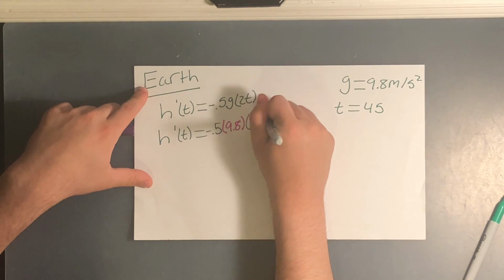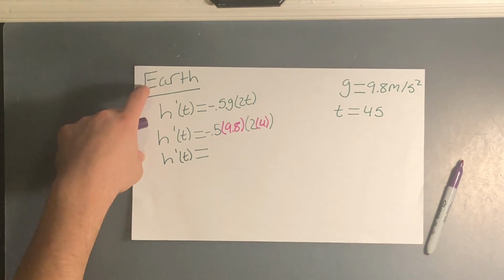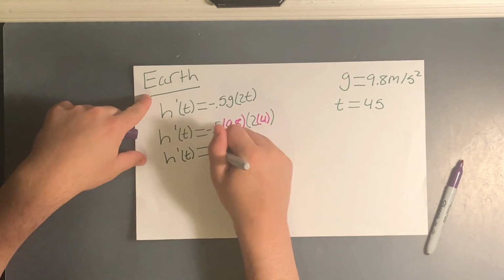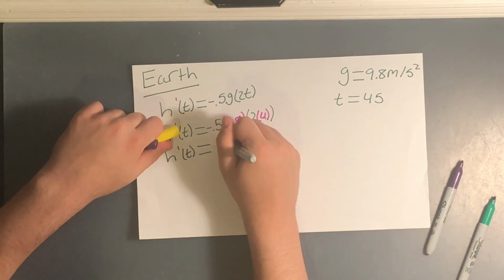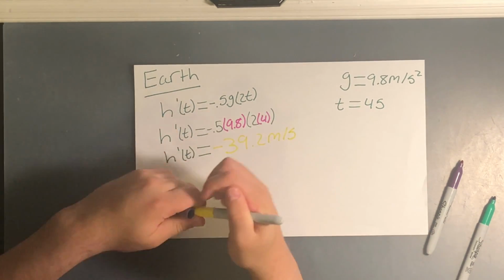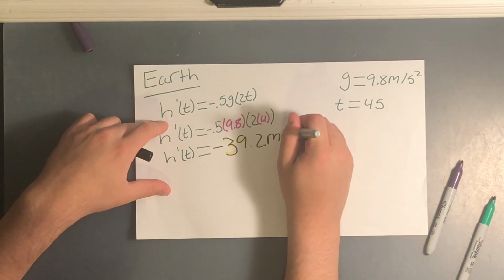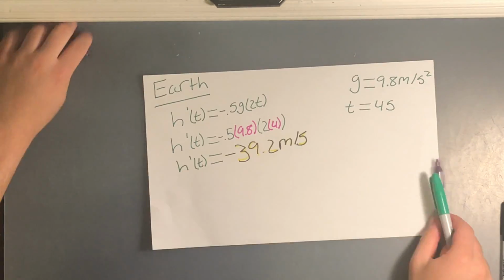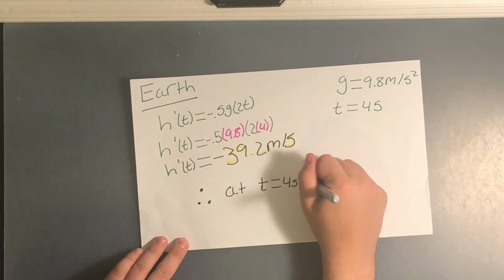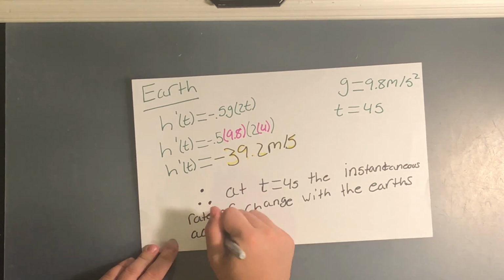I'll do that in a different color so you guys can see what numbers I'm actually plugging in. So when you do this, attempt it on your own for the other planets, you know exactly what to do. Now you just solve. So you plug it all into your calculator, and you should get a number of about 39.2 meters per second. After 4 seconds, with the Earth's acceleration due to gravity, the rock has an instantaneous rate of change of 39.2 meters per second.